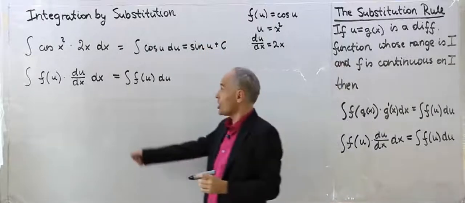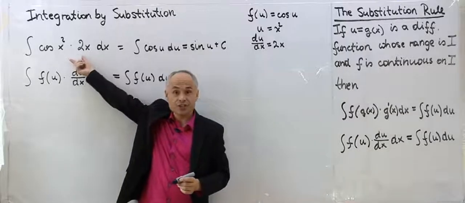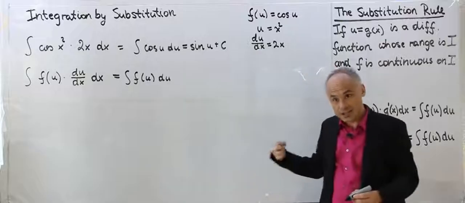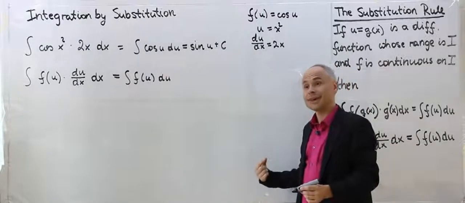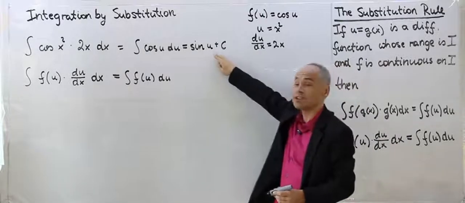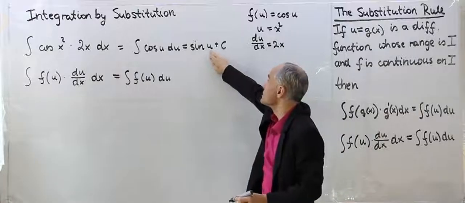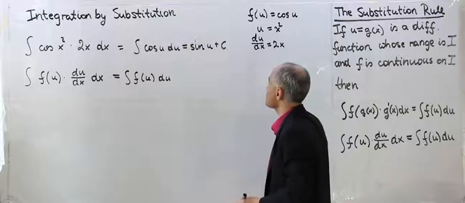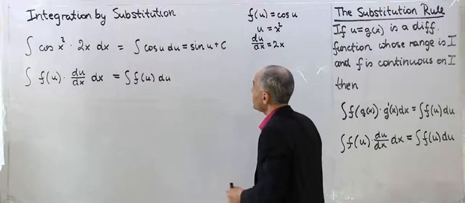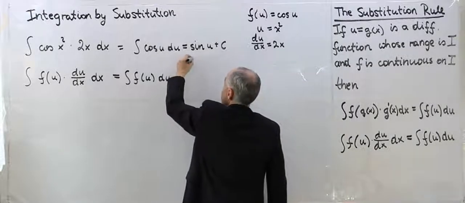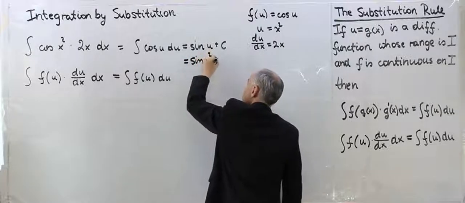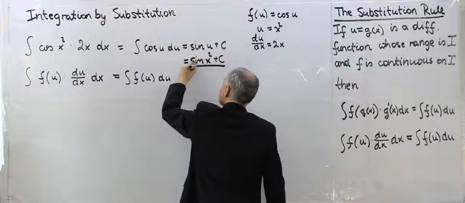And of course, since we started with a function of x, we need to end up with a function of x. So in the substitution method, do not forget to return back to the original variable. So let me replace u with what u was. u was x squared, right? So what I get is sine of x squared plus c as my final answer.